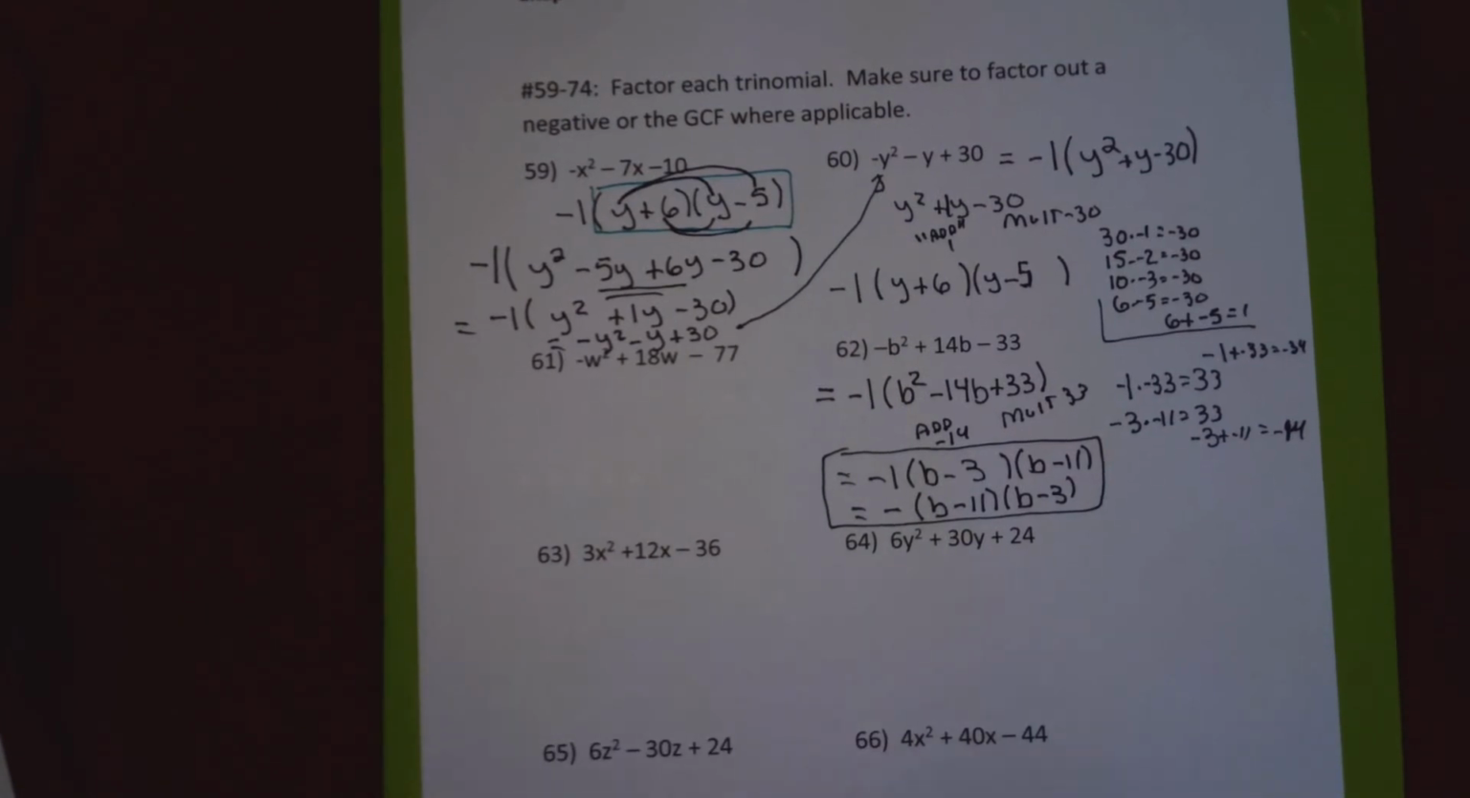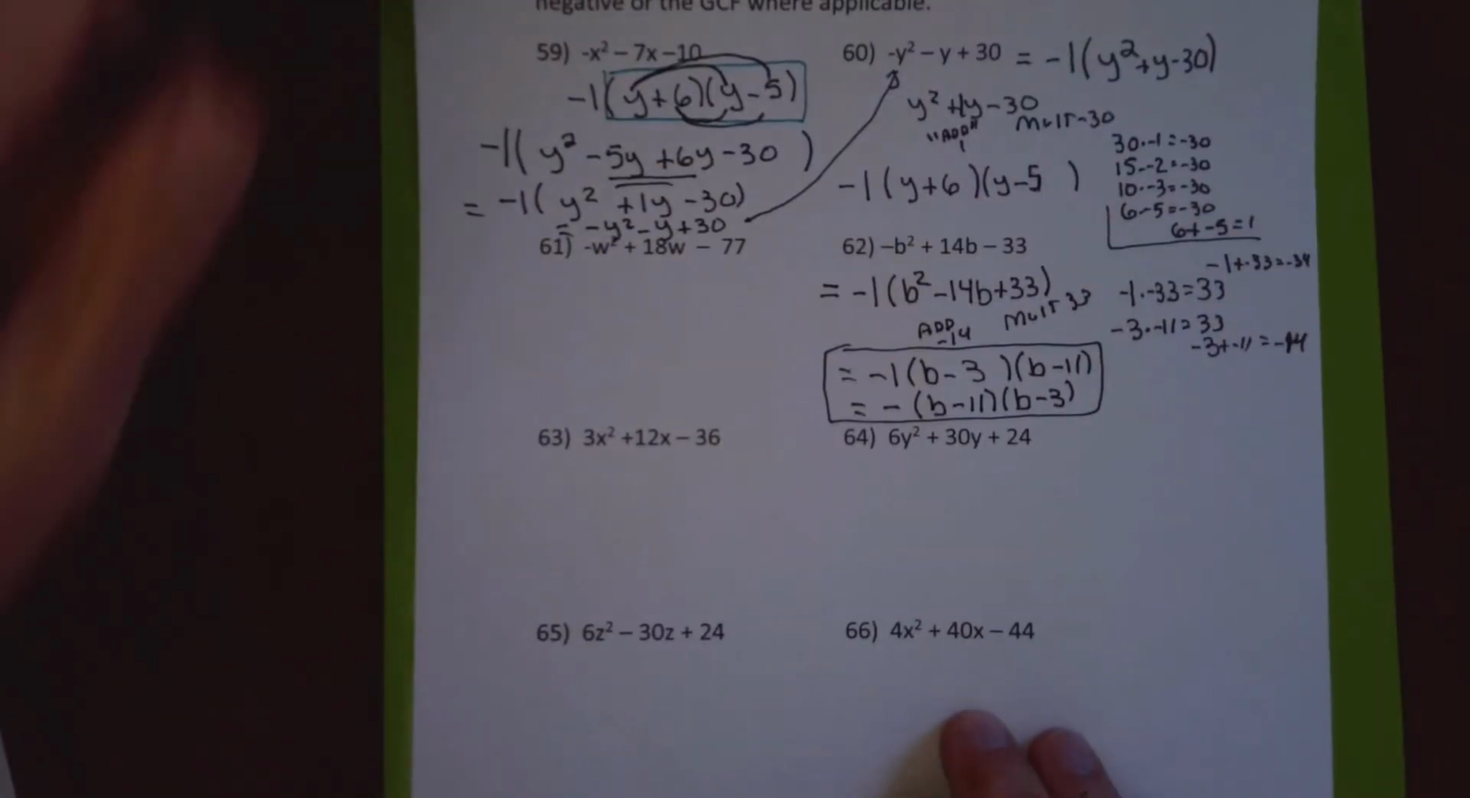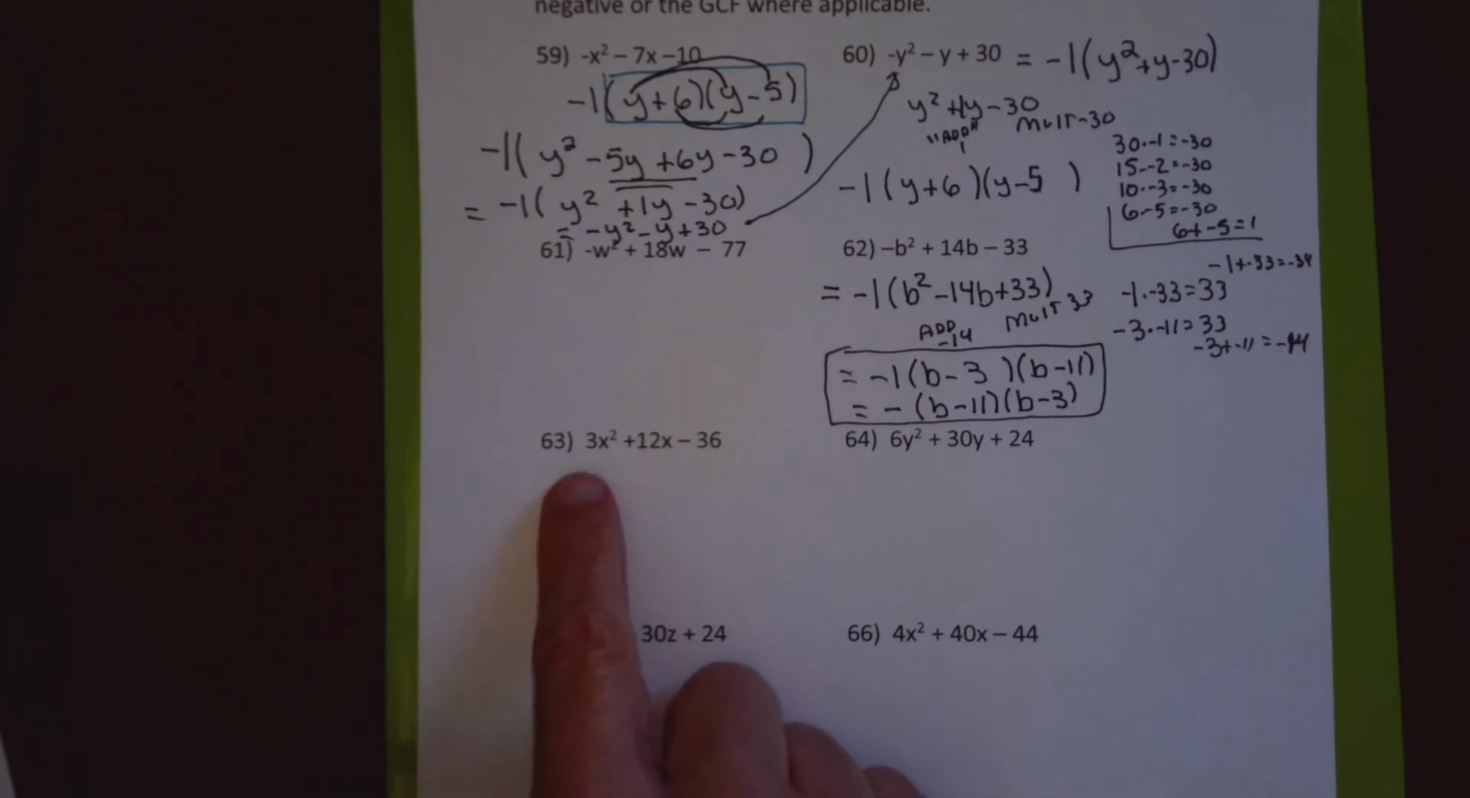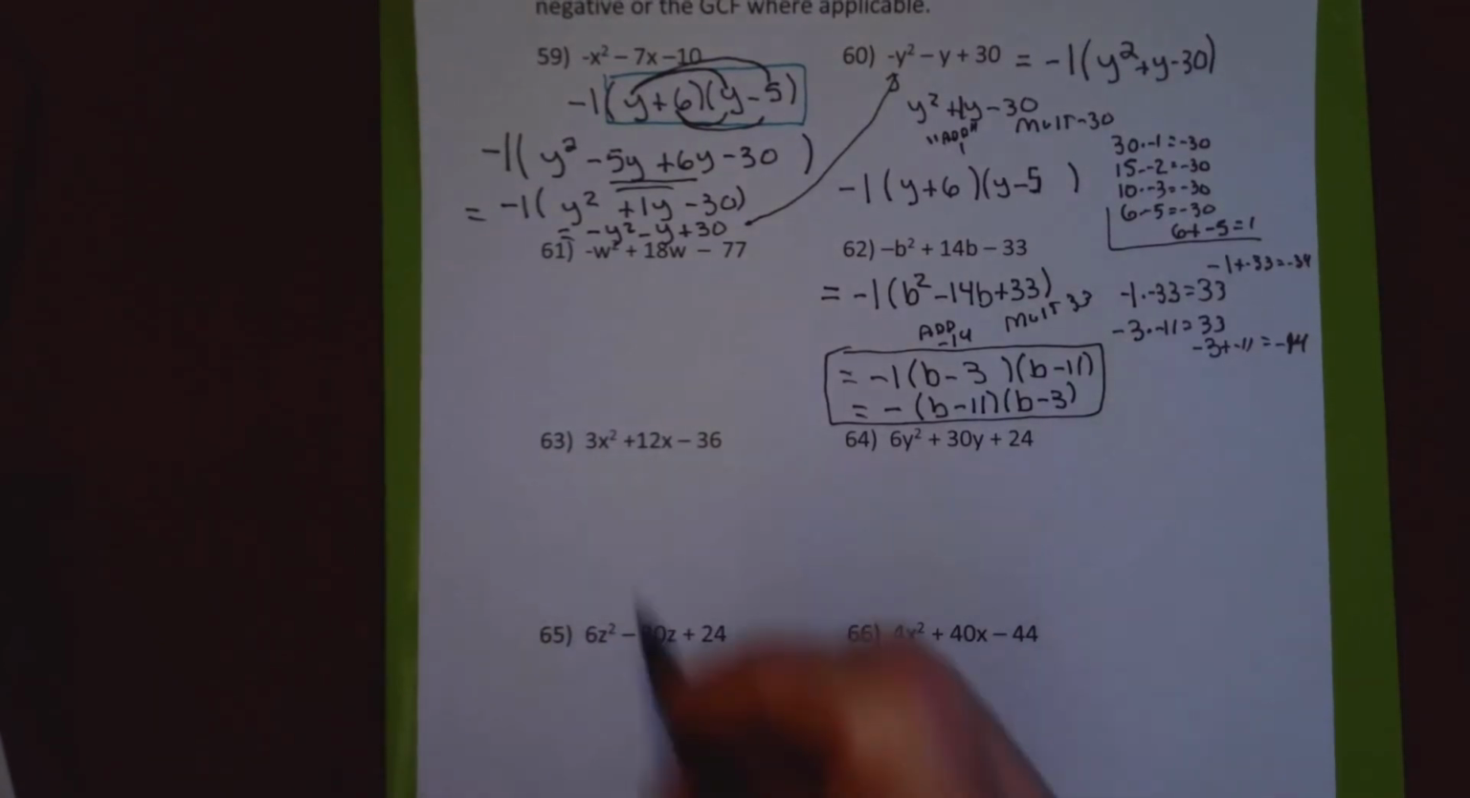Let's do 63 together just to knock off one of your homework problems. For 63, there's a common factor of 3 that I'm going to factor out first.